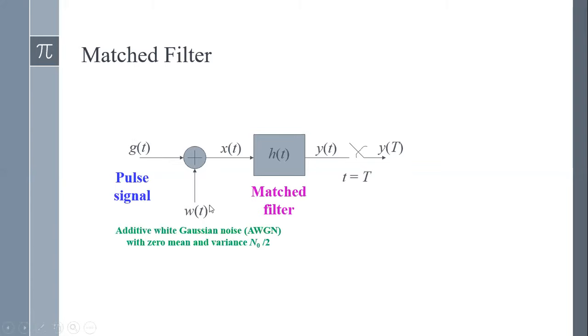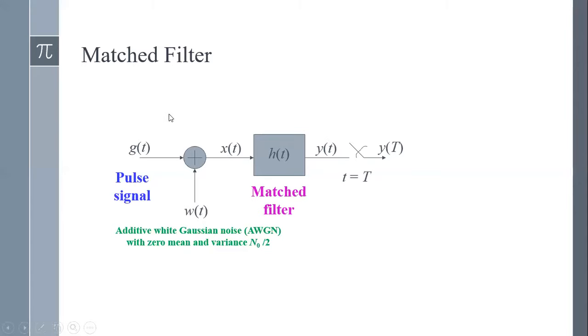Here I am adding a noise. So noise is added with this g of t, and the signal which is received in the receiver part is x of t. That means x of t is the signal that is received on the receiver side, because this is the receiver portion. Now from this x of t, the matched filter decides what is the actual symbol. What is y of t? y of t should resemble this g of t.